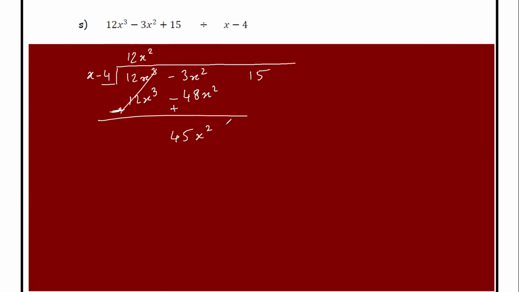45x squared. Okay. Nothing to bring down because x is not there. So now I want 45x squared. So it'll be plus 45x, because plus 45x into x gives me 45x squared. And plus 45x into -4 gives me -180x. Change the sign. This cancels, right? I got 180x positive down. I bring down the positive 15.